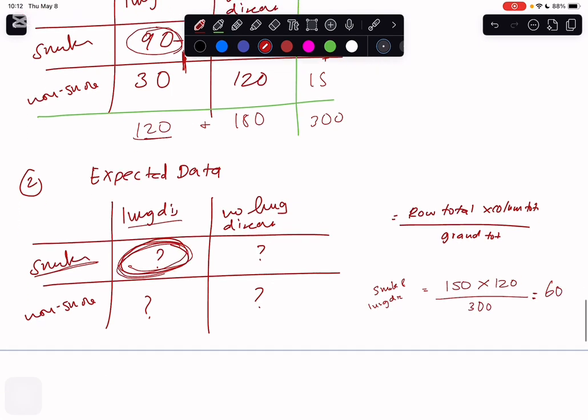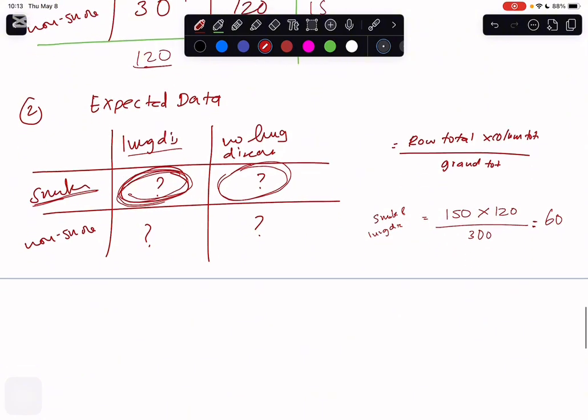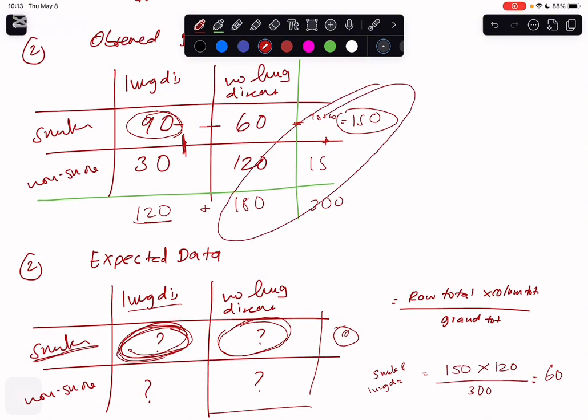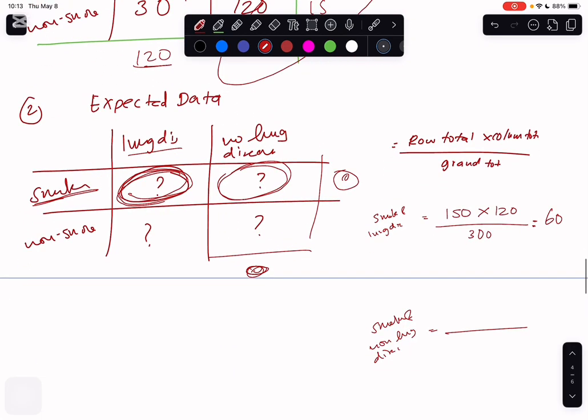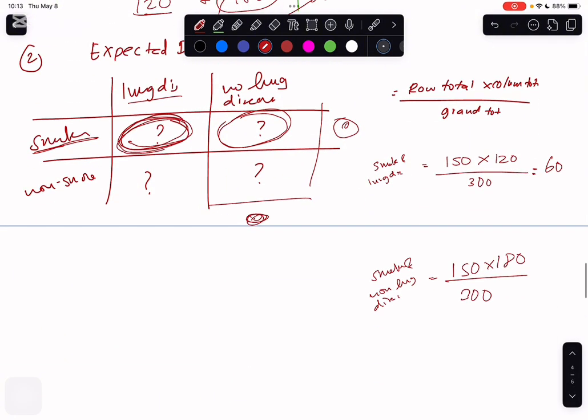Okay. Now I'll get the value for this one, which is smokers and no lung disease. Again I'll use the row total, the value that was here above, and the column total, the number here. I multiply this number by this number in this table. So what do I do? 150 times 180 over 300. Where does 150 start? These are 150. Where does 180 start? These are 180. Multiply with each other, divide by the grand total, and you get 90.